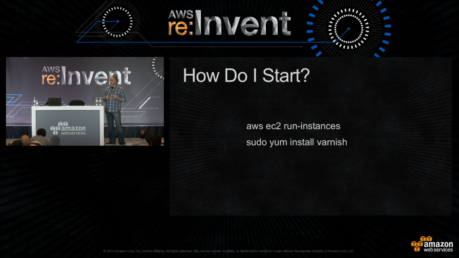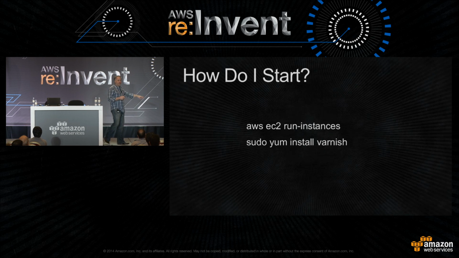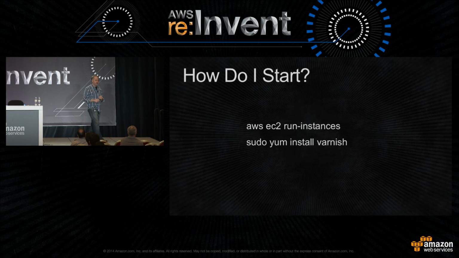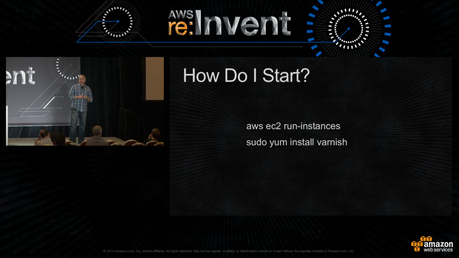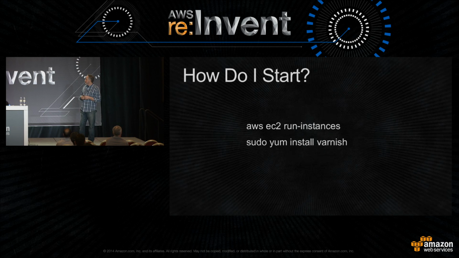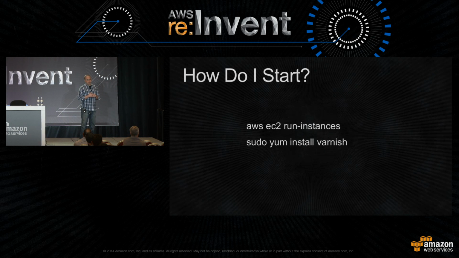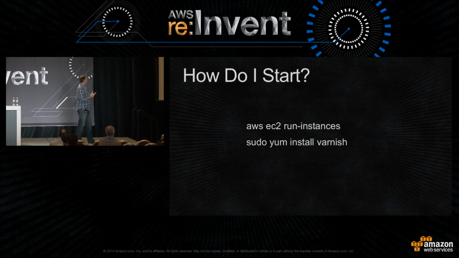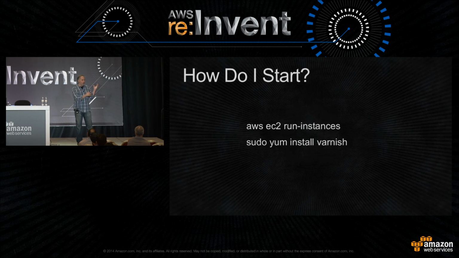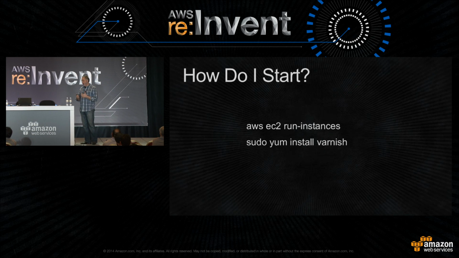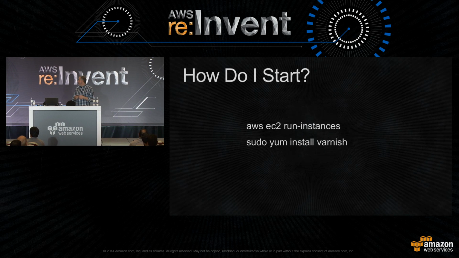My favorite slide. How do I start? I'm a big CloudFormation fan, but this is actually my favorite slide because it's 2 lines. CloudFormation ends up being about 12 lines. AWS EC2 run instances. Spin yourself up an EC2 instance. If you're on the Amazon Linux platform, you'll do a sudo yum install Varnish. If you're on Ubuntu, you'll do apt-get. That's the Debian package format for Ubuntu. So very straightforward. Get it from yum. Get it from your appropriate package installer.